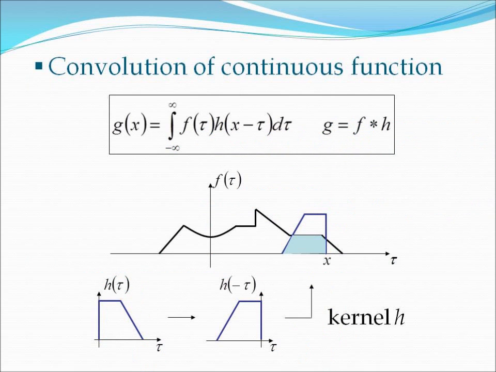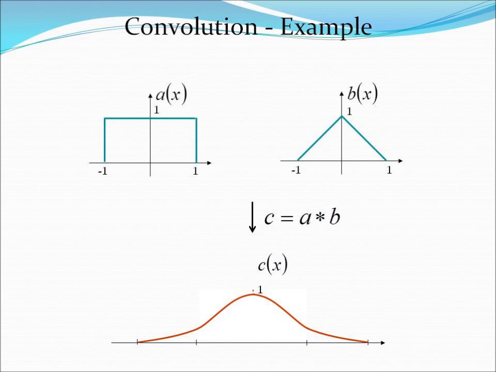Let us convolve a function f with h. Let it be equal to g(x). Then it can be written as the integration of f(tau) multiplied by h(x minus tau) d tau from minus infinity to plus infinity, the output of which is shown. Through this example of convolution, we can understand the mechanics of convolution.